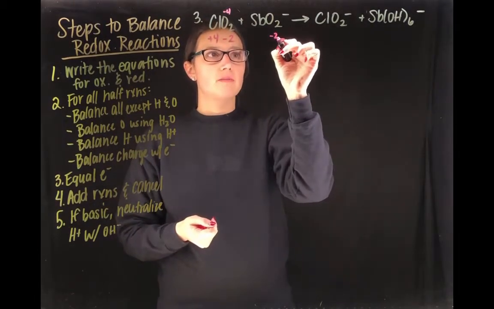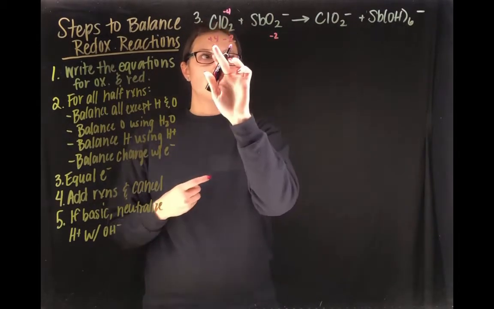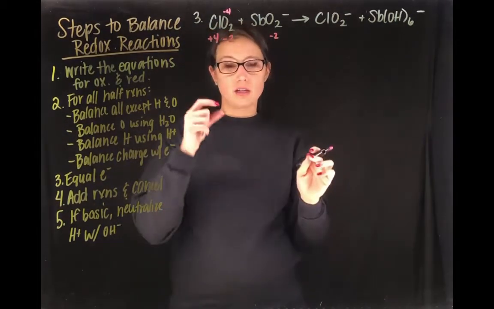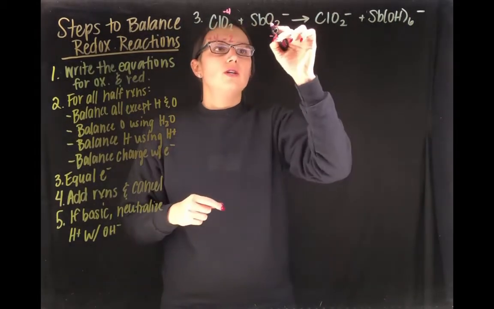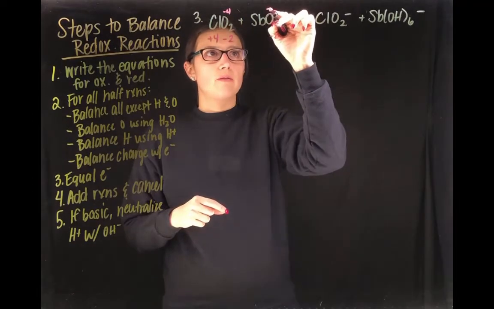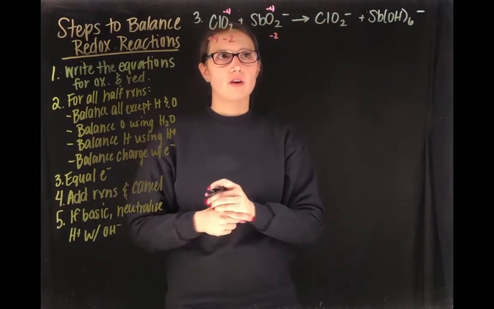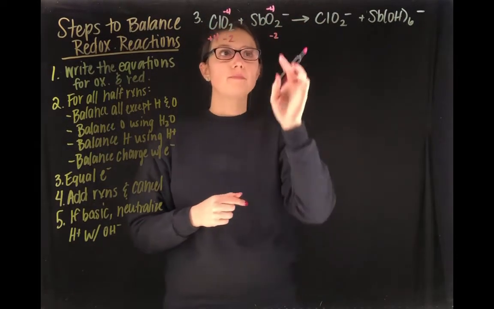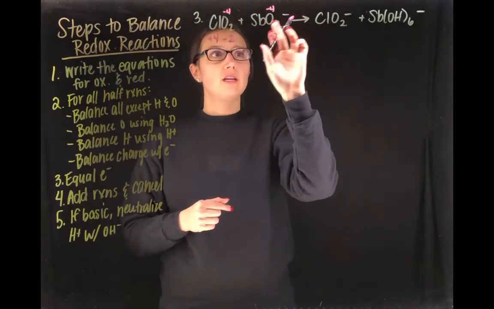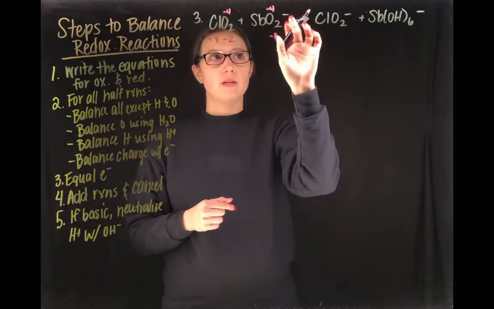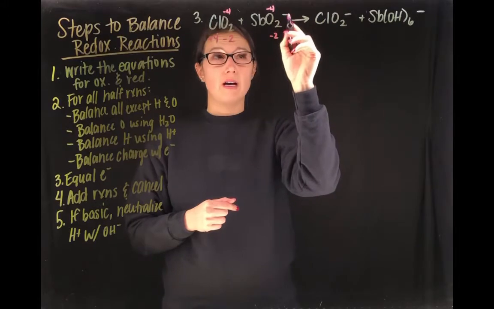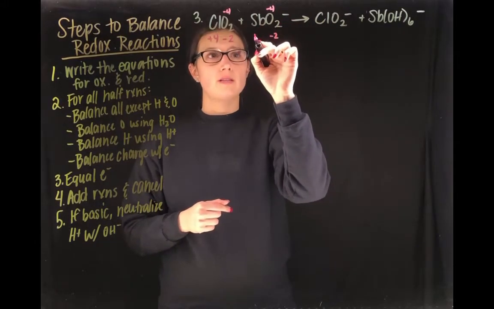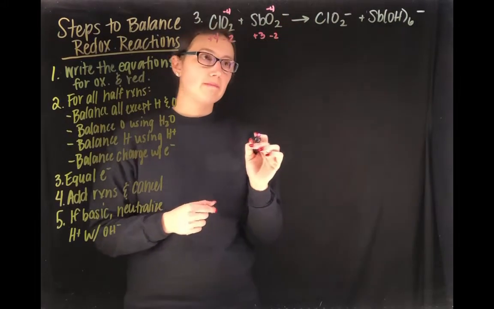Again, oxygen is -2, each one. The numbers that I'm going to be putting on the bottom are each individual element. So each oxygen is -2, which means all oxygens have a combined oxidation of -4. Now antimony, we have to figure out what antimony must be to make everything equal -1. And so antimony must be +3.